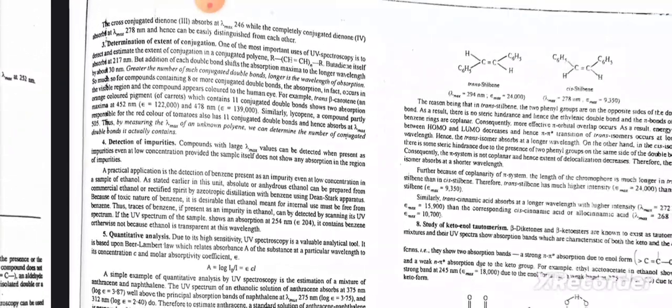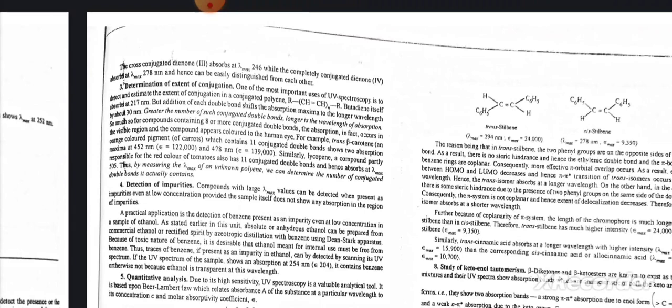Similarly, completely conjugated and cross-conjugated enones can be easily distinguished, for the example which is given below. The cross-conjugated dienone absorbs at lambda max 246, while the completely conjugated dienone absorbs at lambda max 278. Distinguished from each other.